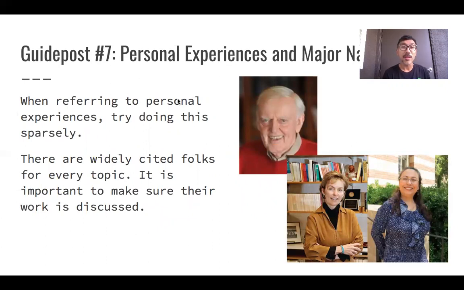Guidepost number 7, when choosing what to cite, take note of the most widely cited folks or scholars in your topic. A quick search of an article in Google Scholar will yield a really interesting feature. This feature will give you the number of times a scholarly article or book chapter has been cited. Also, make sure to balance who you cite.